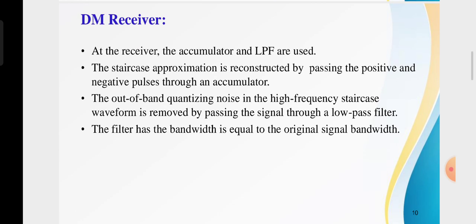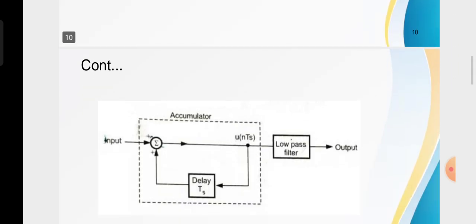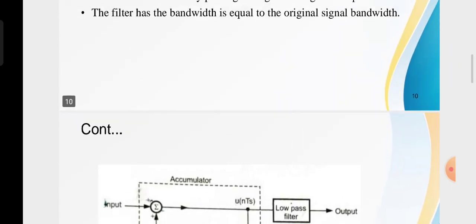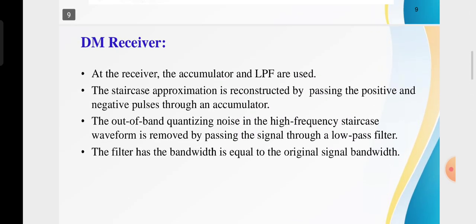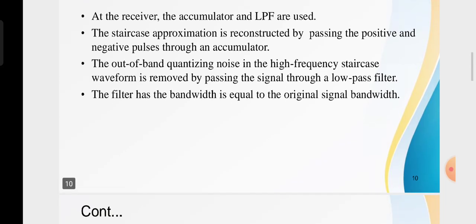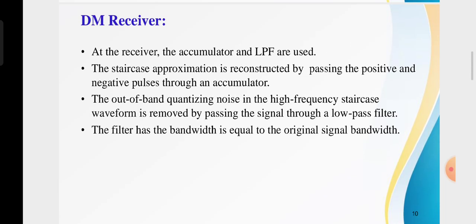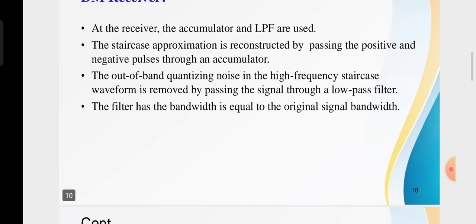Next, the delta modulation receiver. The delta modulation receiver consists of an accumulator and a low pass filter. The staircase approximation is reconstructed by passing the positive and negative pulses through an accumulator. The out of band quantizing noise in the high frequency staircase waveform is removed by passing the signal through the low pass filter. The filter has a bandwidth equal to the original signal bandwidth. So finally we get the original approximated signal.